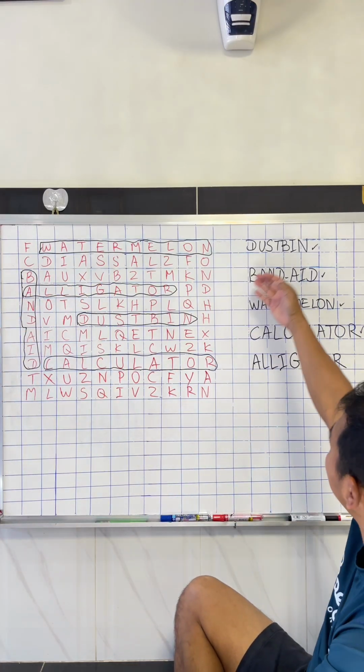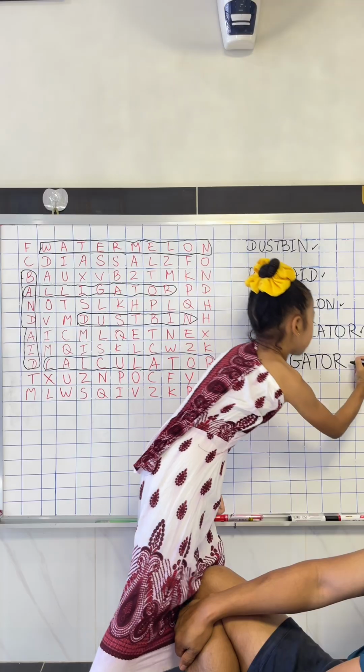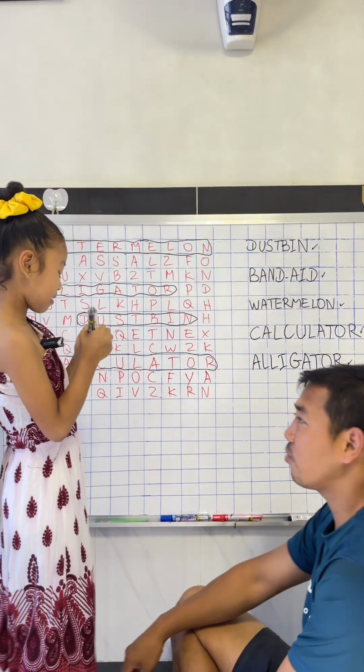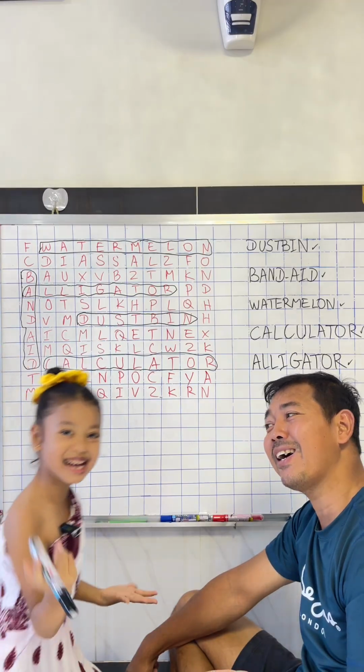We already found the five words of the puzzle. How about you forgot to check? Yeah. So five words today we already found.